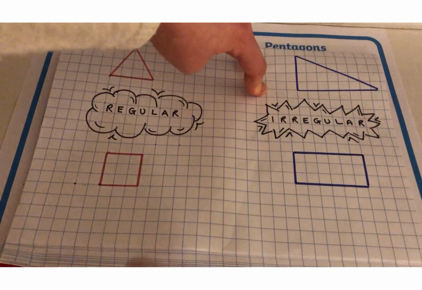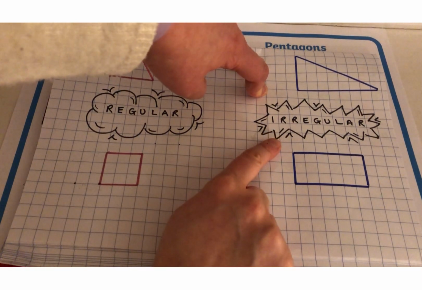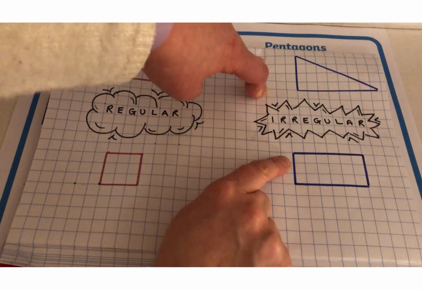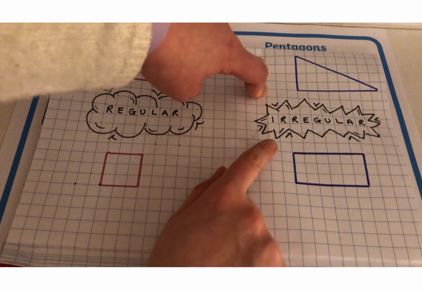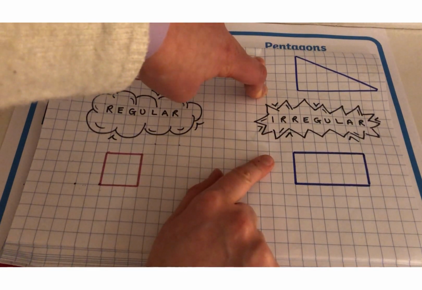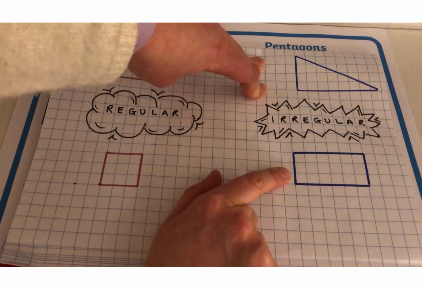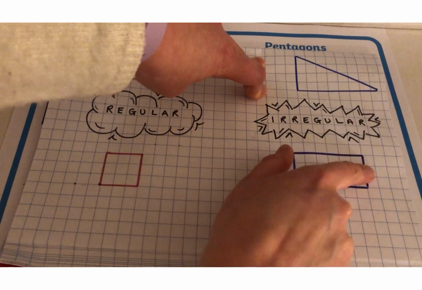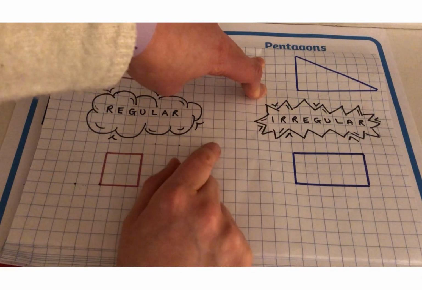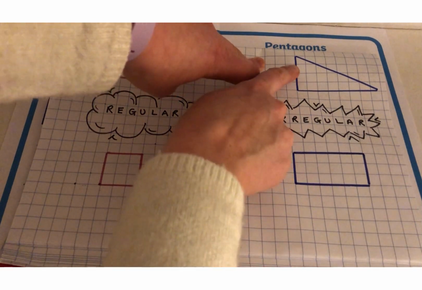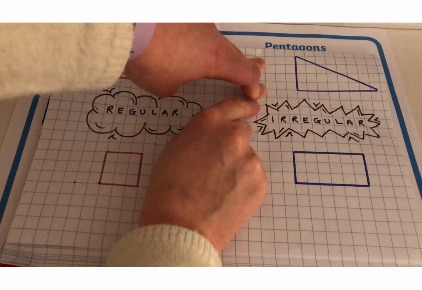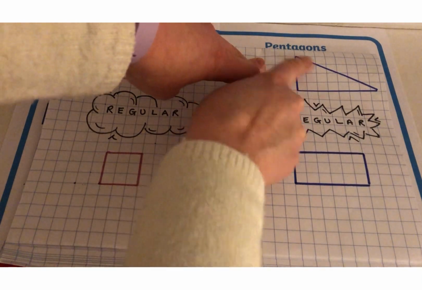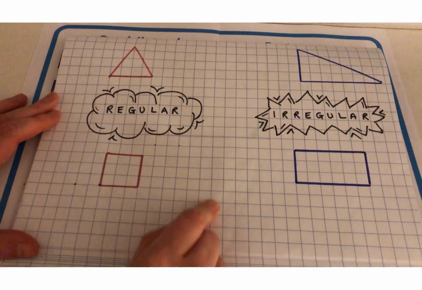I wonder, did you work out that to make a shape irregular, the length of the sides have to be different and the size of the angles are different? So on the rectangle, we've got different length sides, that makes it irregular. On the right-angled triangle, we have three different length sides, and we also have some different sized angles.